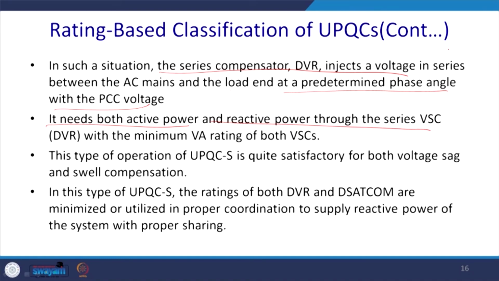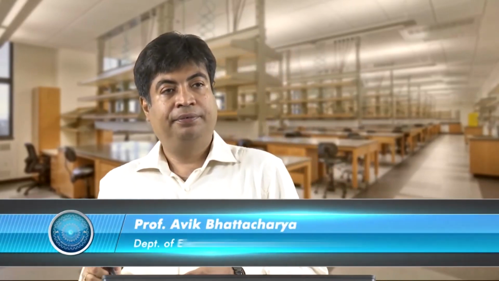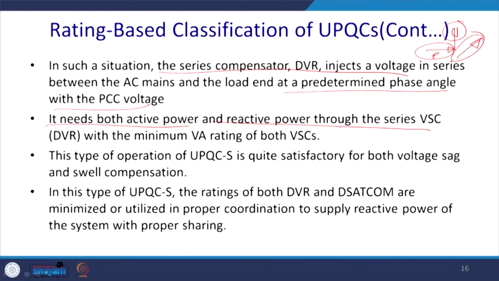So, ultimately instead of this or this, you may have this, because in case of the UPQC-P you have this, in case of UPQC-Q you have this, but accurately you require this, which is not possible. Then we require to use both UPQC-P and Q together. Instead, they are merged, and optimal angle compensation can be obtained. It needs both active and reactive power flow through the VSC DVR with the minimum VA rating, with both voltage source converters. This type of operation of the UPQC-S is gaining popularity and is quite satisfactory for both sags as well as swell compensation.